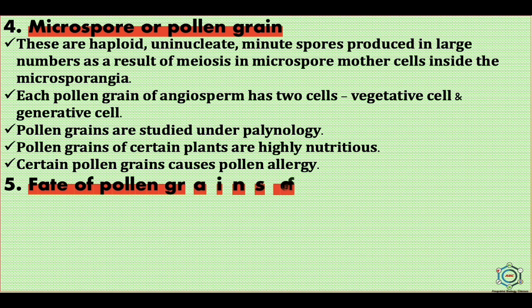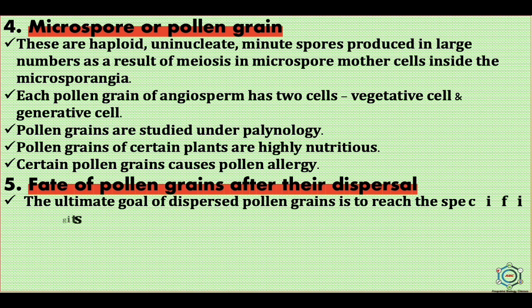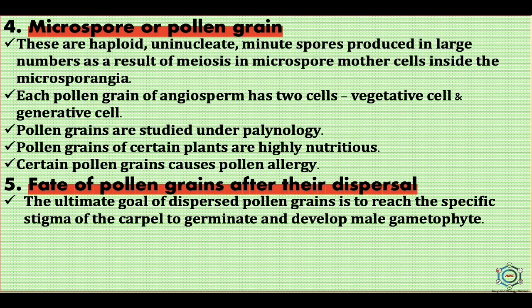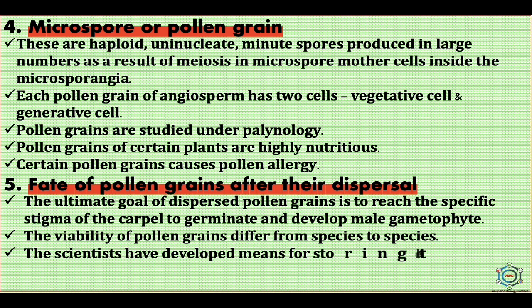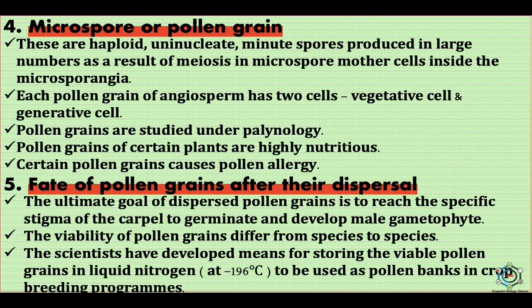Now, the fate of pollen grains after their dispersal. So, the ultimate goal of dispersed pollen grains is to reach the specific stigma of the carpel to germinate and develop male gametophyte. The viability of pollen grains differs from species to species. And the scientists have developed means for storing the viable pollen grains in liquid nitrogen at minus 196 degrees centigrade to be used as pollen banks in crop breeding programs.